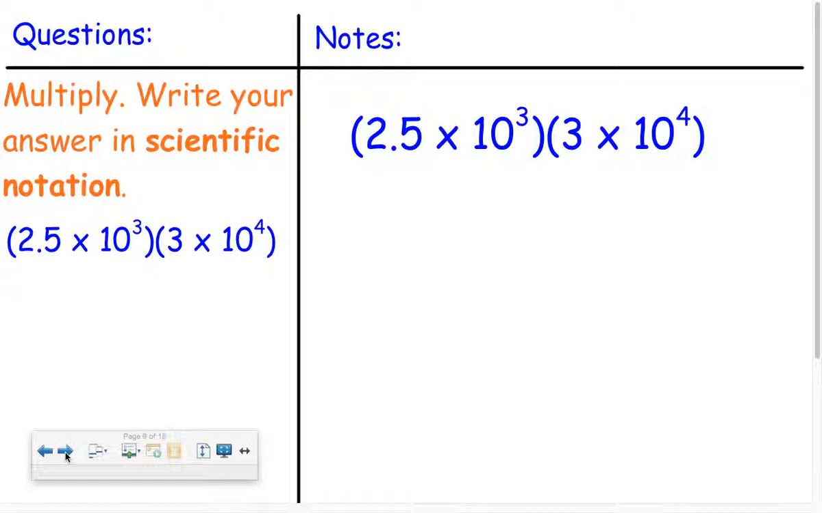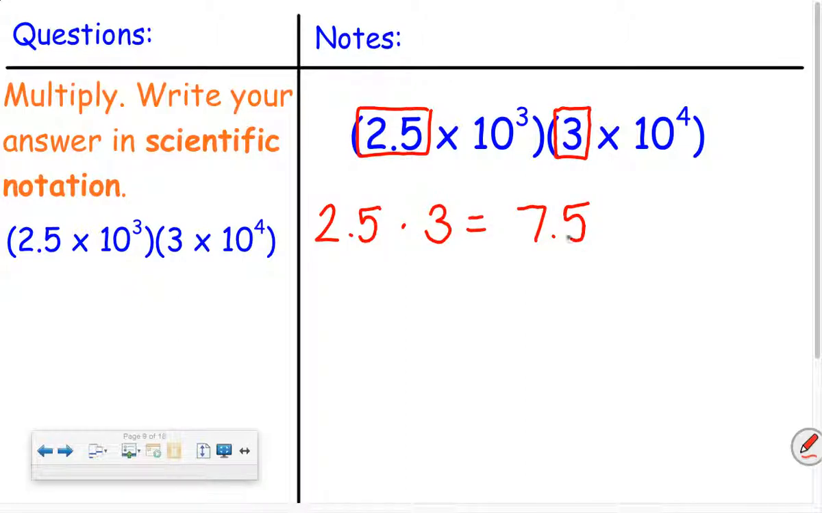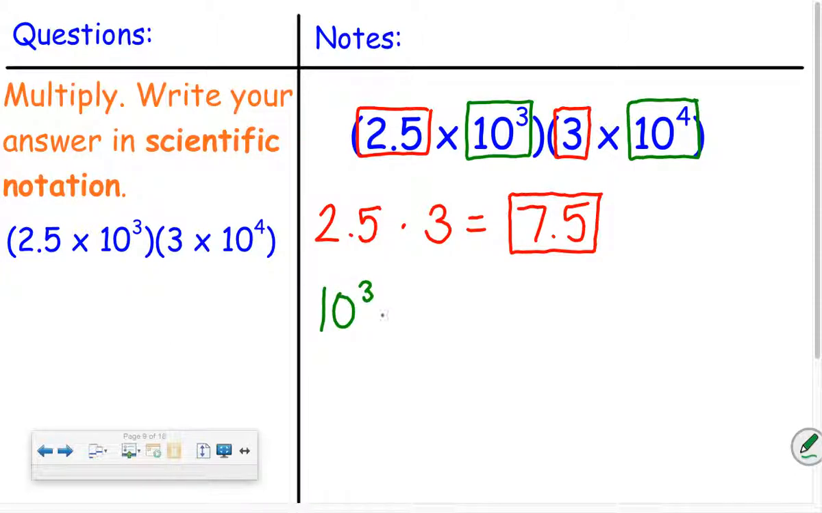So we are going to start on this by multiplying the 2.5 and the 3. So 2.5 times 3 is 7.5. And then for the tens, we're going to take 10 to the third and multiply it by 10 to the fourth. So there's two ways to think about how you can simplify that.